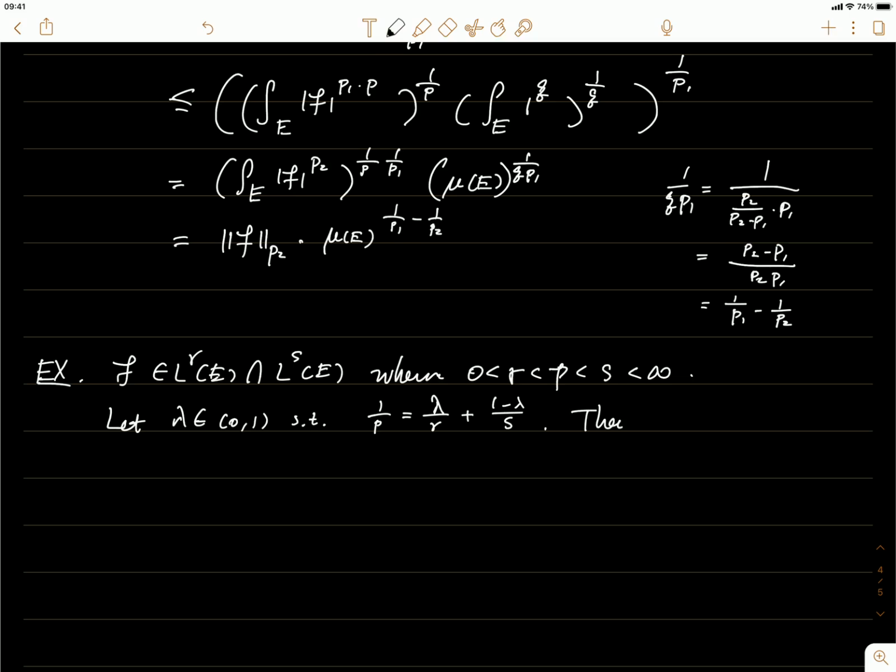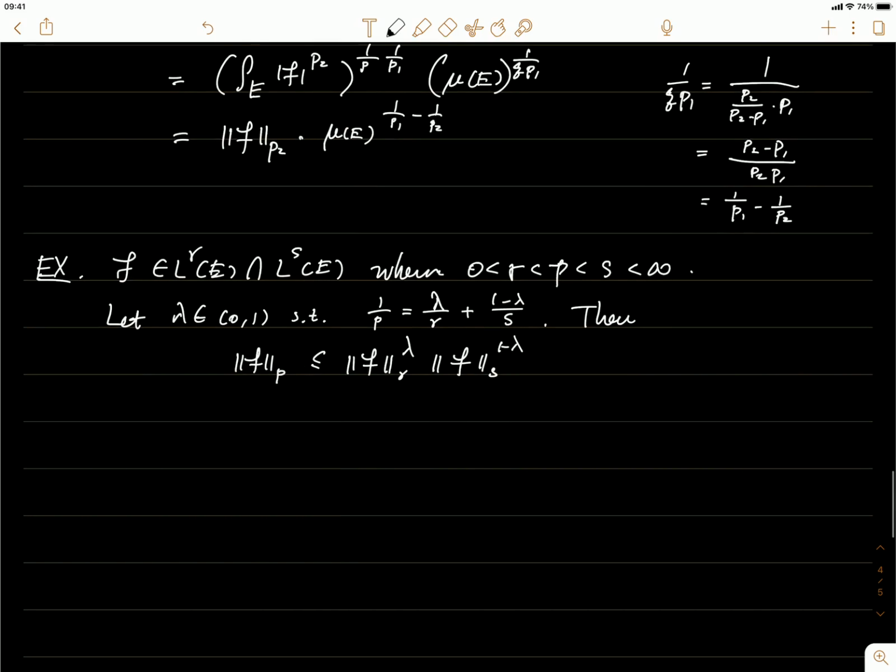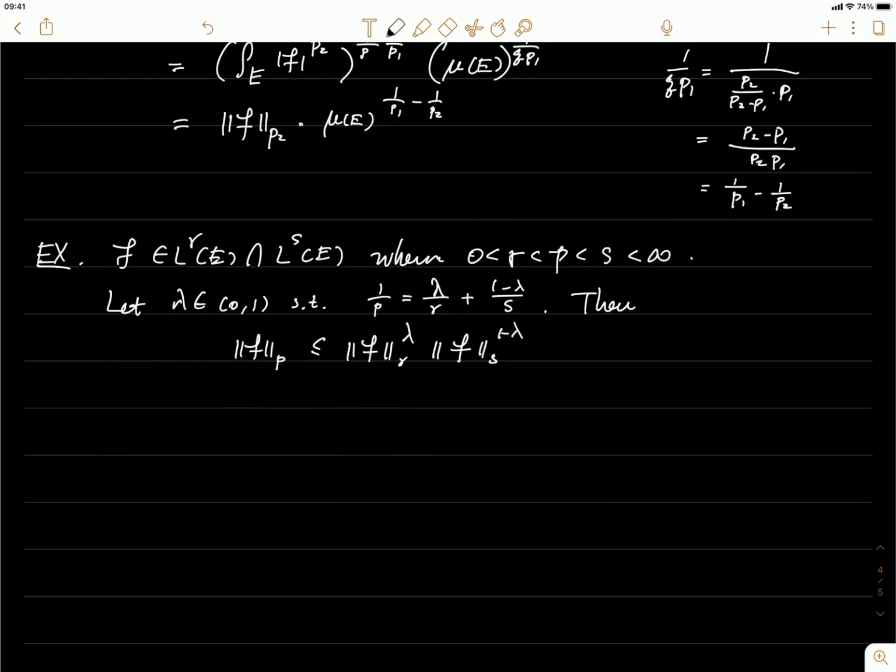Then what we know is that the p norm of f is less than or equal to the r norm to the power lambda times the s norm to the power 1 minus lambda. We can show that. So basically we know that this squeezes f such that the L^p norm is also finite and it's bounded by the right side. Okay, so let's see a proof.